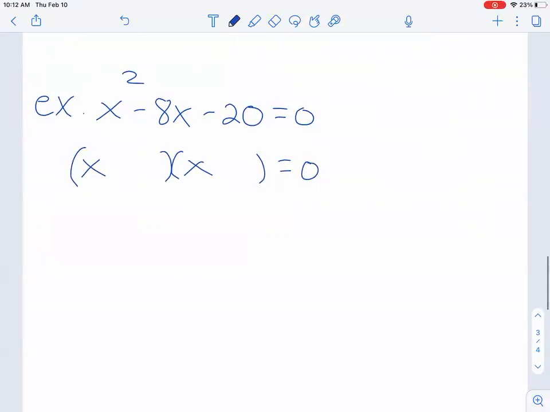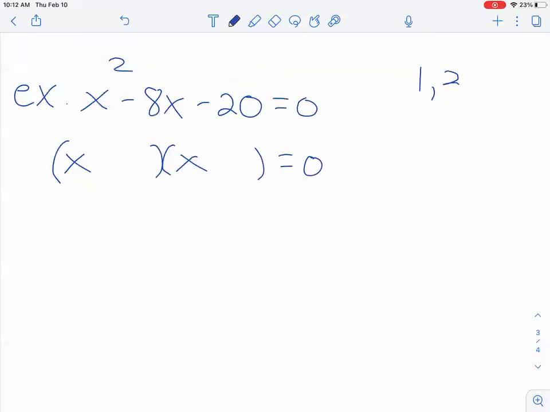So for our factors of 20, I've got 1 and 20, 2 and 10, 4 and 5 gives me 20. I think that's all of them, right? So which ones could give us -8 here? Yeah, 2 and 10, right? So there's our winner if it's +2 and -10. So we have +2 and -10.